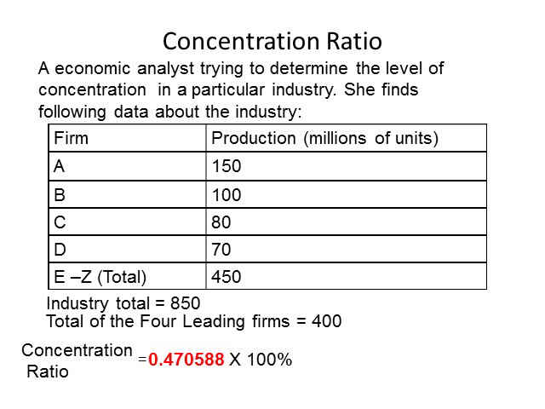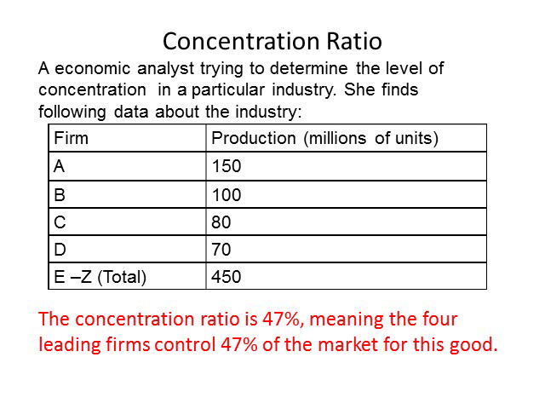And this gives 0.470588 times 100%, which can be rounded off to 47 hundredths times 100%. Multiplying 47 hundredths times 100% gives 47%. So the 4 leading firms of this industry control 47% of the production. The concentration ratio is 47%, meaning the 4 leading firms control 47% of the market for this good.